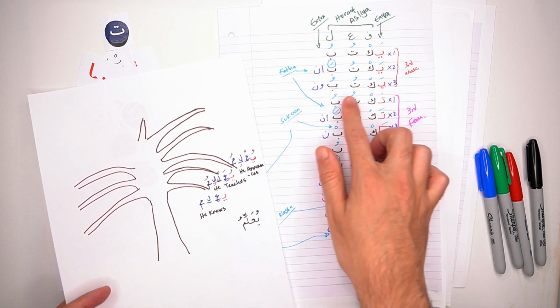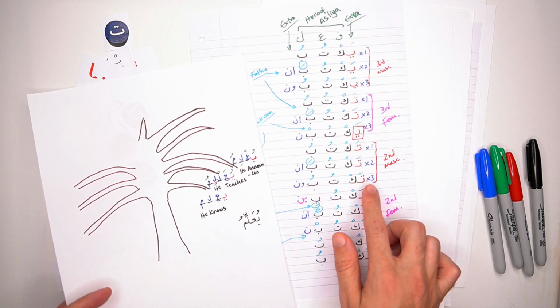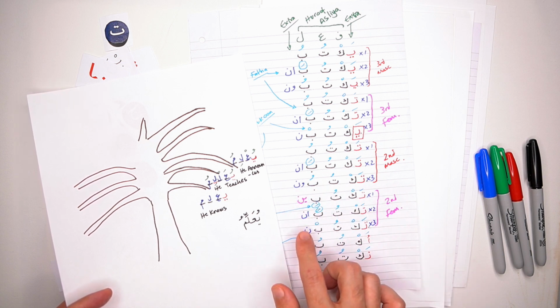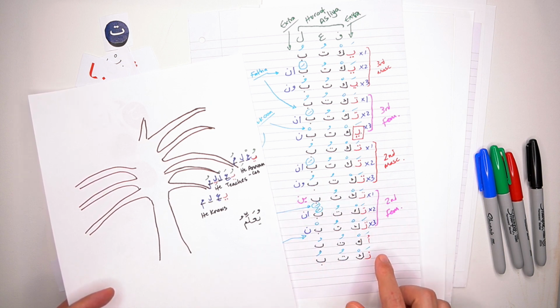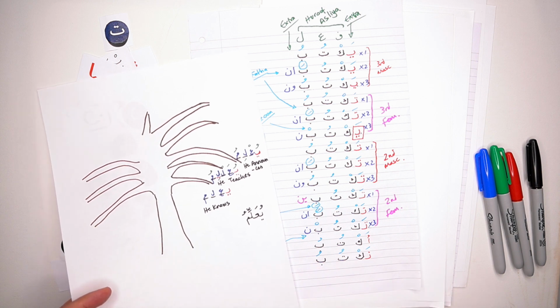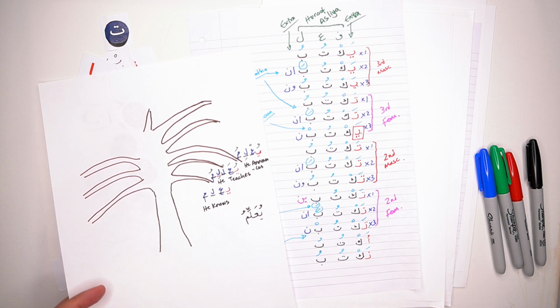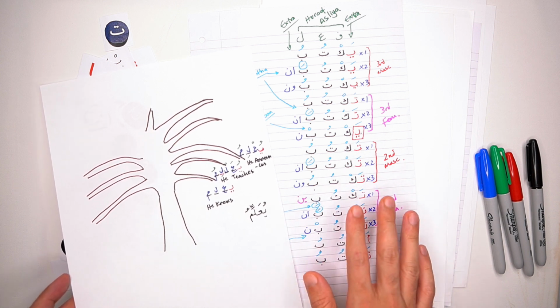Yaktubu, yaktubani, yaktubuna, taktubu, taktubani, yaktubna, taktubu, taktubani, taktubuna, taktubina, taktubani, taktubna, aktubu, naktubu. Yeah, just say that, play it again, and as I say, just keep saying it after me. That way what's going to happen is you're going to have it memorized, so you don't have to keep resorting back to this, right?